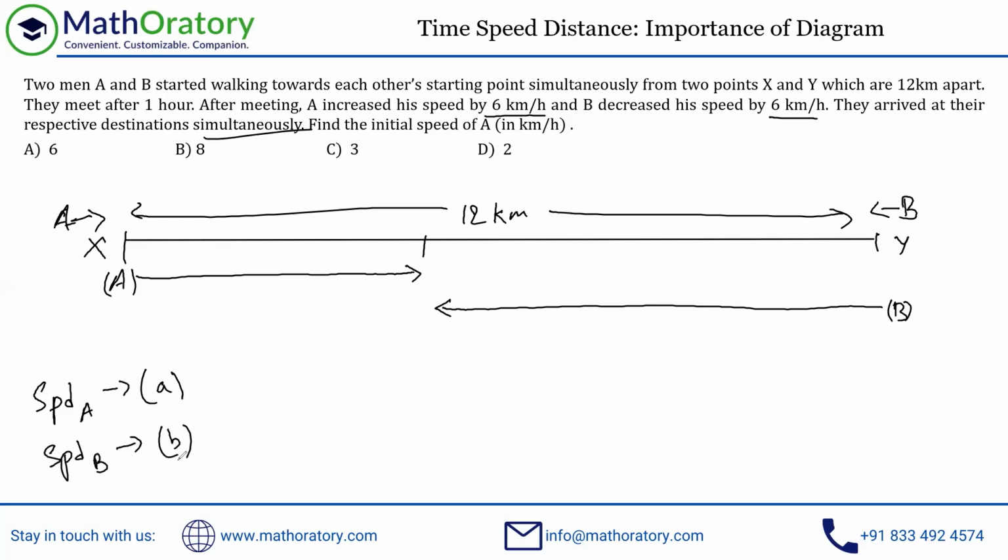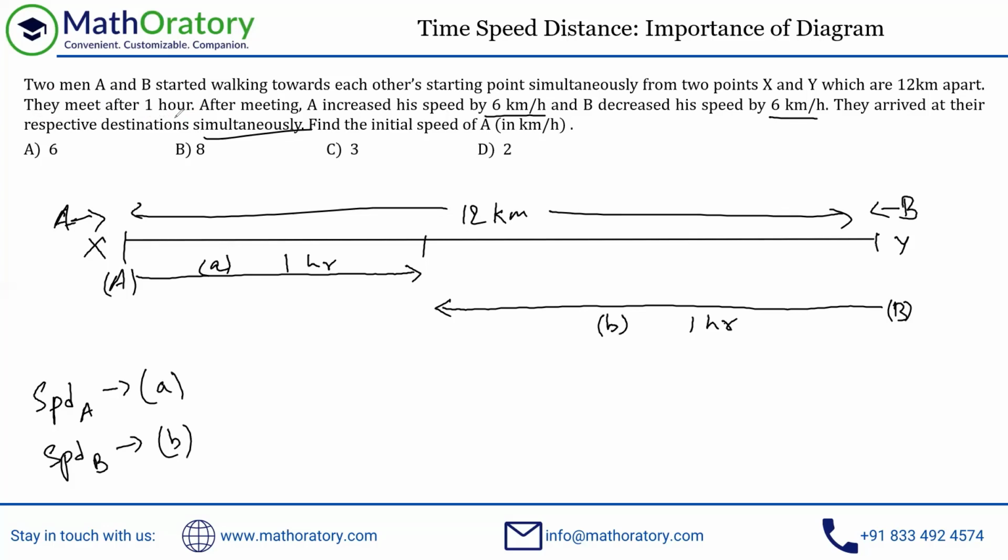So I've assumed the speed of A to be small a and the speed of B to be small b. So A is covering this distance with the speed of a, right? And covering for 1 hour. Also, B is covering this distance in 1 hour, right? That is mentioned. They are meeting after 1 hour in the question itself.